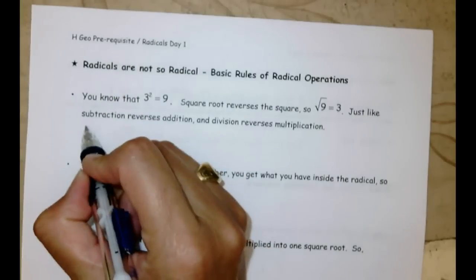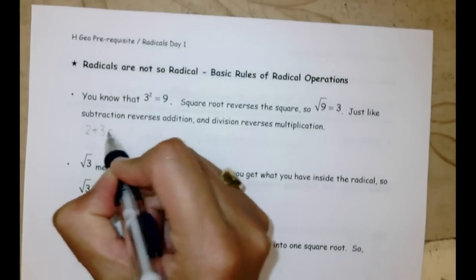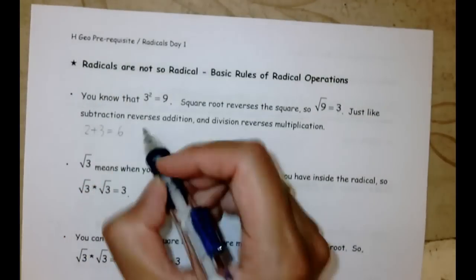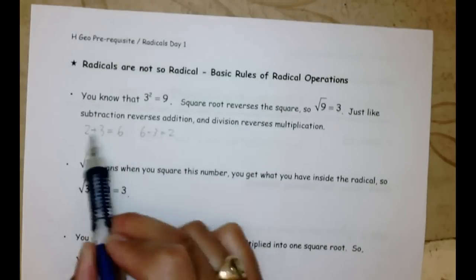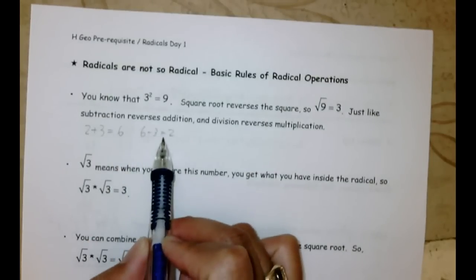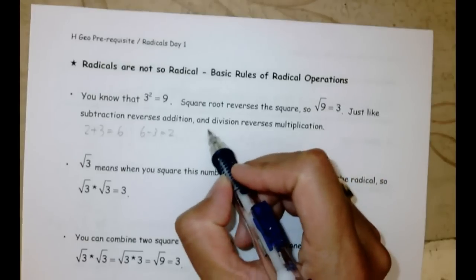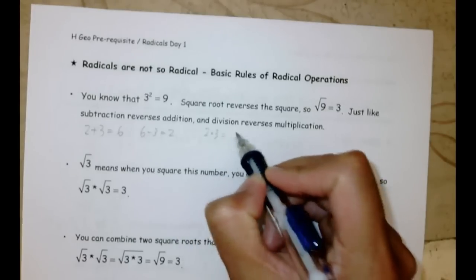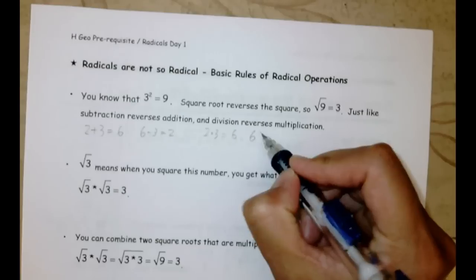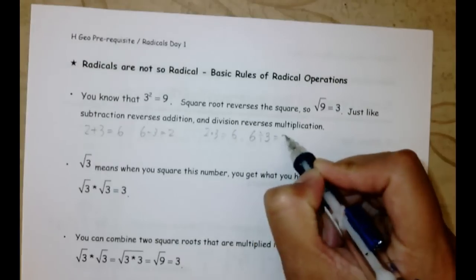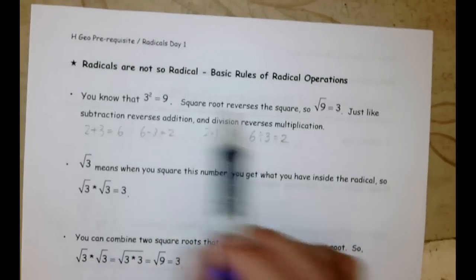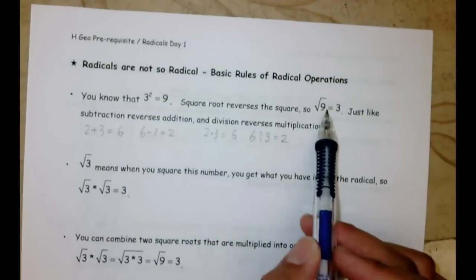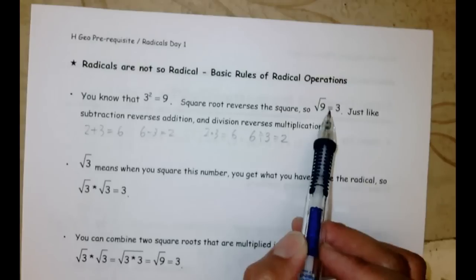So 2 plus 3 is 5, and 5 minus 3 is 2. That reverses, the plus and minus reverse each other. And 2 times 3 is 6, and 6 divided by 3 is 2. So those are the reversing operations. And the square and radicals are the same thing.